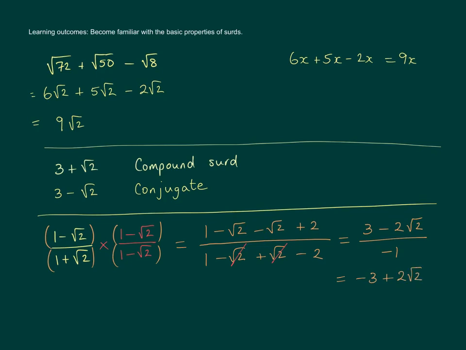So what we've done is we've taken two compound surds divided by each other, and we've created one compound surd by multiplying above and below by the conjugate of the denominator.